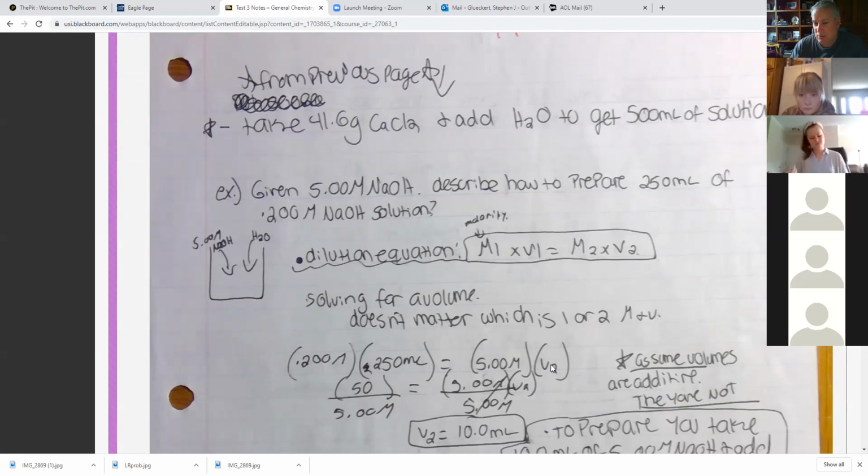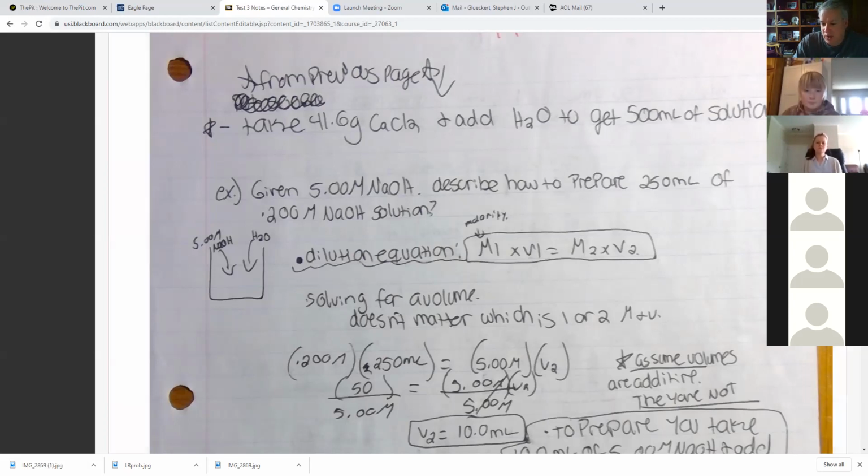Now, one thing to point out here is a lot of times, if you're working with molarity, you need to convert your volume to liters. That doesn't need to be done in this case because whatever volume unit you have here is going to be your volume unit over there. So you don't have to convert to liters. You certainly could if you wanted to, but you don't have to.